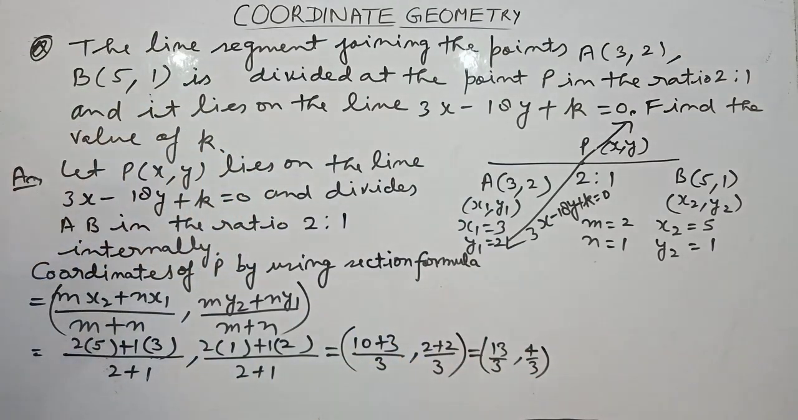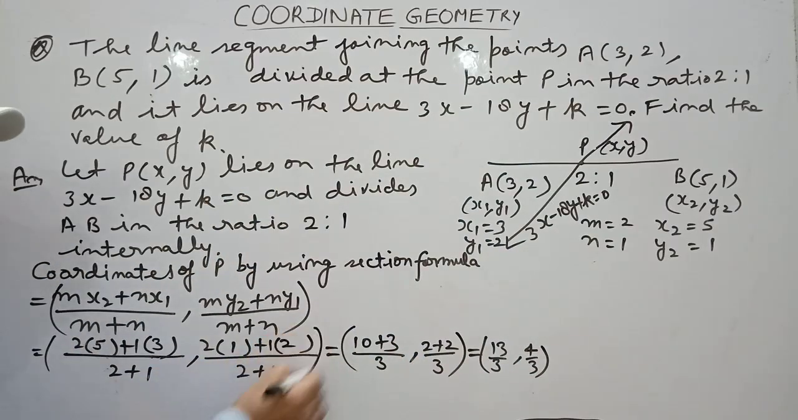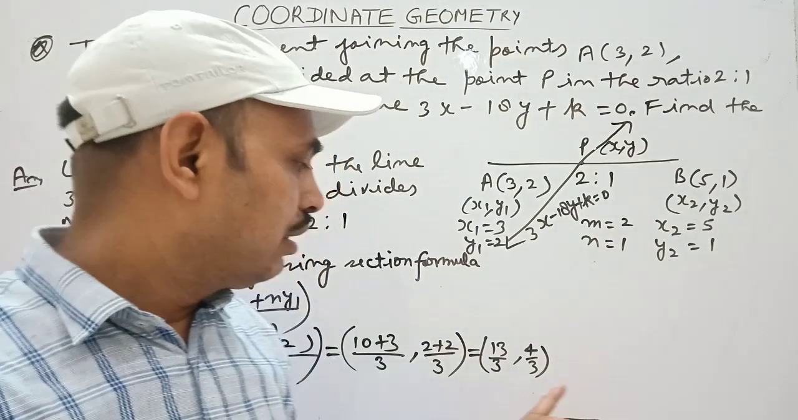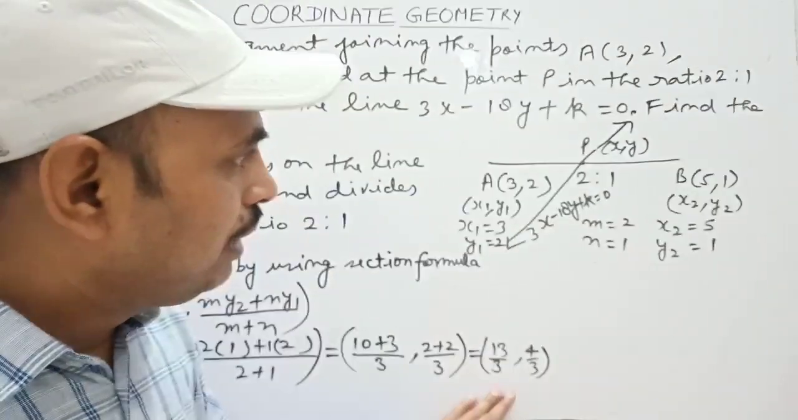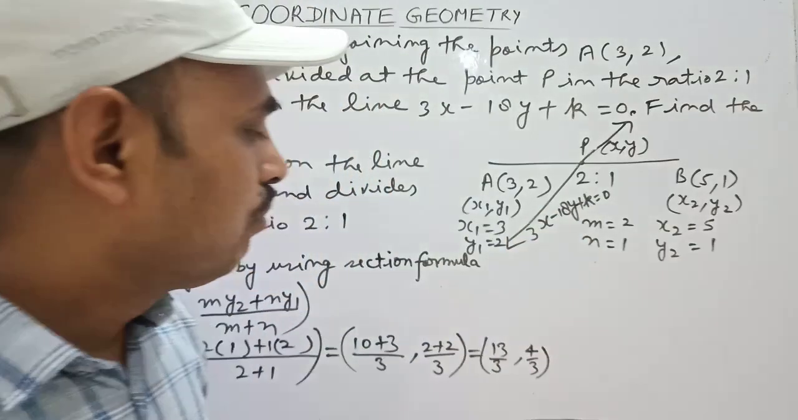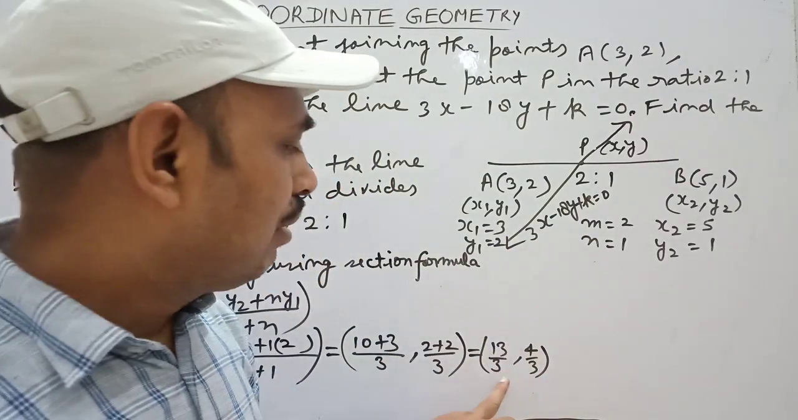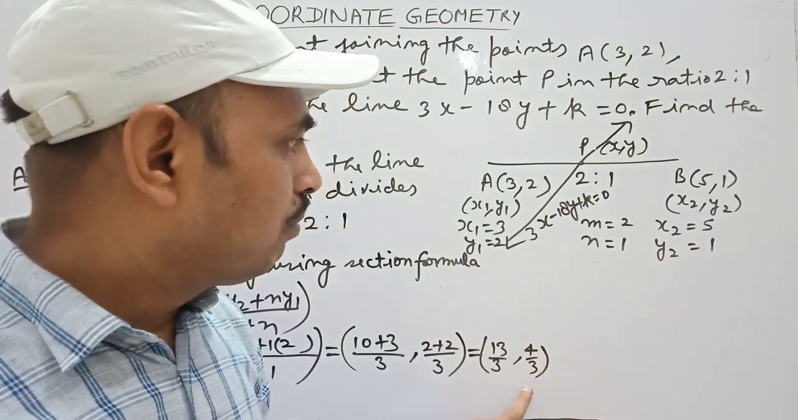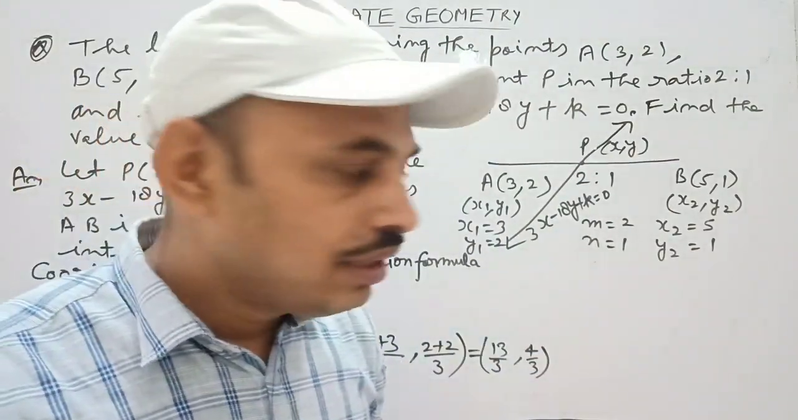So these are the coordinates of P: 13 upon 3 comma 4 upon 3. This point P lies on this line. So we will put x equal to 13 upon 3 and y equal to 4 upon 3 in this equation.